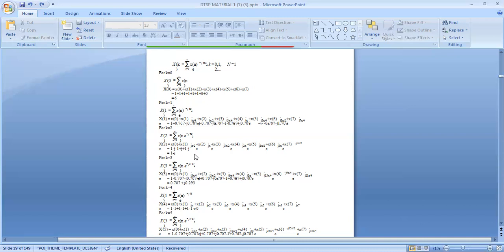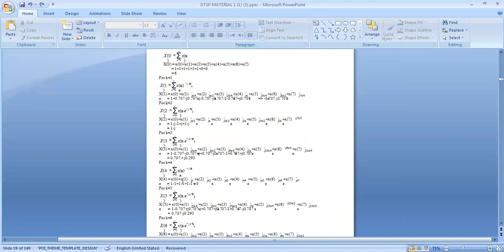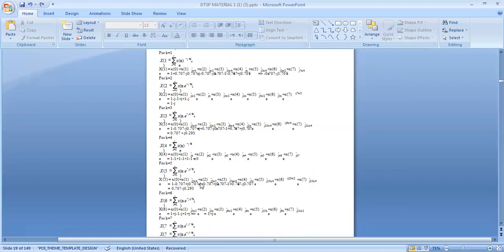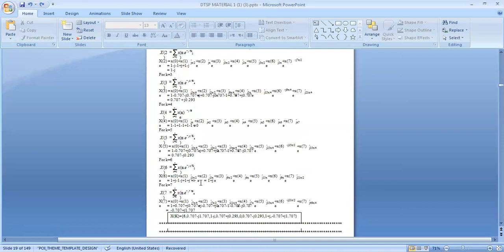0.707. So when simplifying the expression we will be getting 1 minus 0.707 minus j 0.707 plus j plus 0.707 minus j 0.707 minus 1 plus j plus 1.707 plus j 0.707. So when simplifying this expression, we will be getting the answer to be 0.707 plus j 0.293. This is for the case of X of 3. Similarly, we will be proceeding for k equal to 4, k equal to 5, k equal to 6, and k equal to 7.